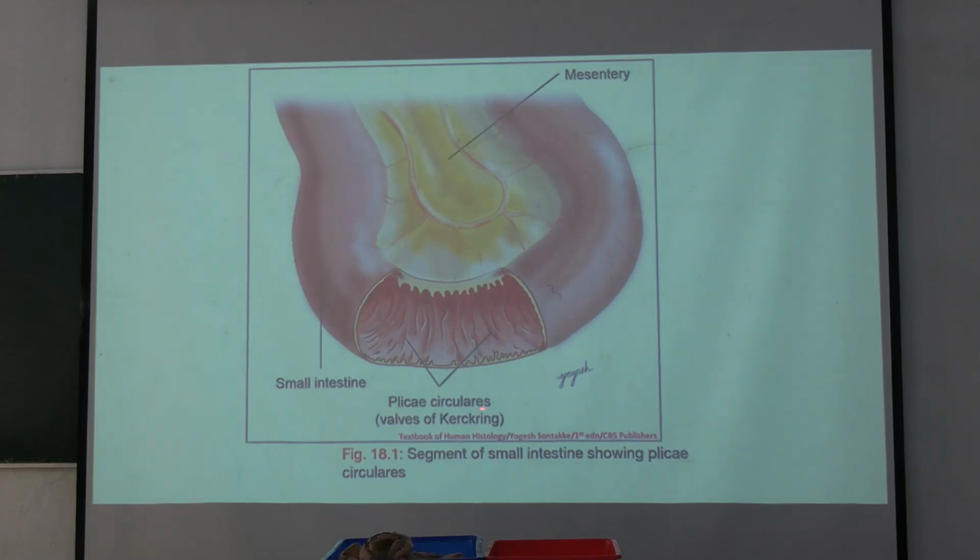These are the plicae circulares, valves of Kerckring, in the small intestine. This is the small intestine. Now, this segment of the small intestine shows plicae circulares. This is cut open.